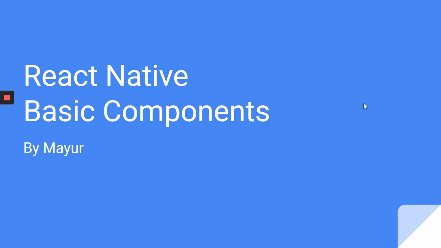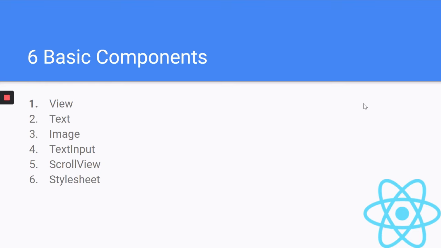React Native basic components. As we know, React Native is a mobile application development framework that helps you develop applications for Android as well as iOS, but with the help of JavaScript and HTML. We have some 6 basic components in React Native, which is relatively small. So let's go to each and every basic component one by one.